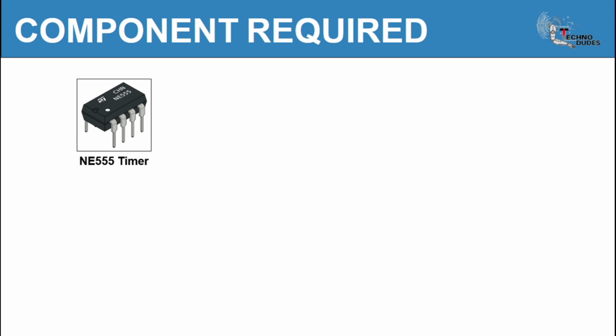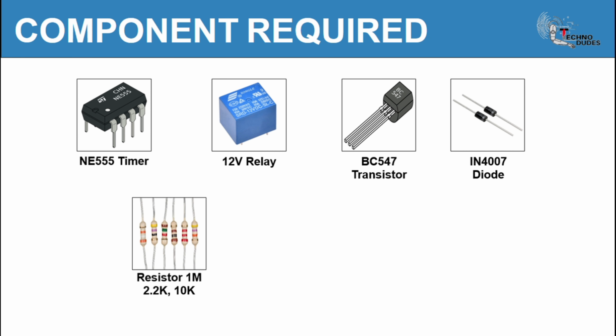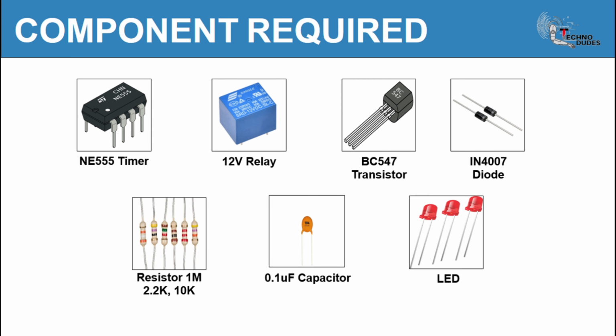Now, what are the components required for designing this water level controller? First one is any 555 timer IC. Second one is a 12 volt relay. Third one is a BC547 NPN transistor, PN junction diode 1N4007, quarter watt resistors 1 mega ohm, 2.2 kilo ohm and 10 kilo ohm, and a ceramic capacitor 0.1 microfarad. Last one is the LEDs. You can use different colors of LEDs.